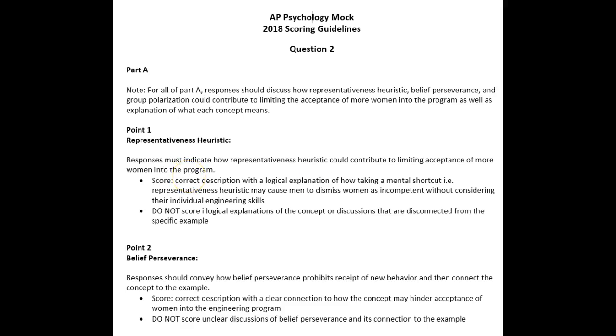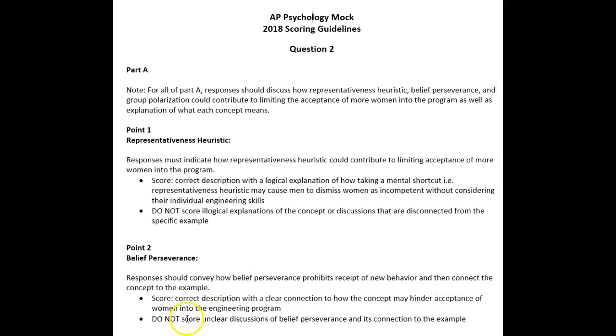The students would receive a score if they do give a correct description and a logical explanation. They would not receive a score if their explanation is illogical or there's erroneous information included in their discussion of representativeness heuristic. For point 2, belief perseverance, responses really should discuss how this perseverance of belief might prohibit or limit the acceptance of a new attitude toward believing that women could be successful in the actual program. So students who receive a score will have a correct description with a clear connection of how this belief perseverance could limit or hinder the acceptance of women.